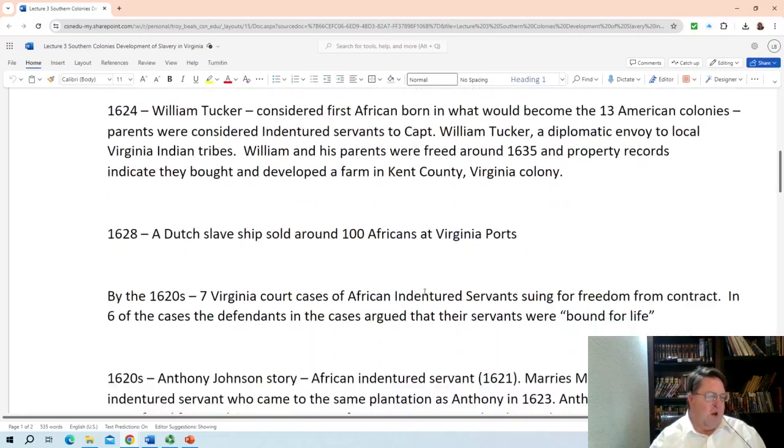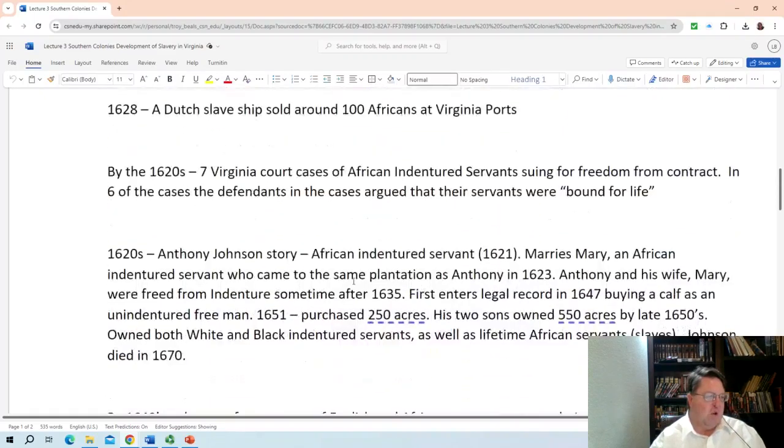When you study the 1620s, legal historians note there's at least 7 Virginia court cases during that era involving African indentured servants who are suing for their freedom. And so that's interesting. Okay, the court hears their cases.